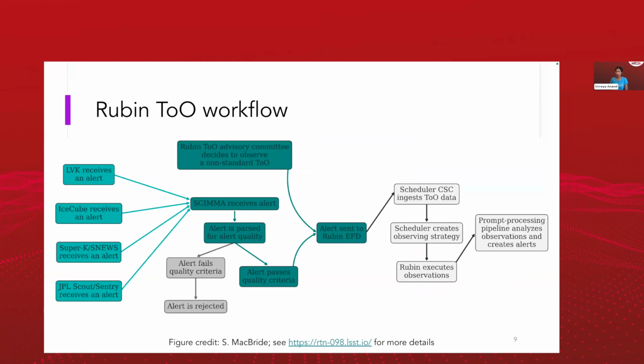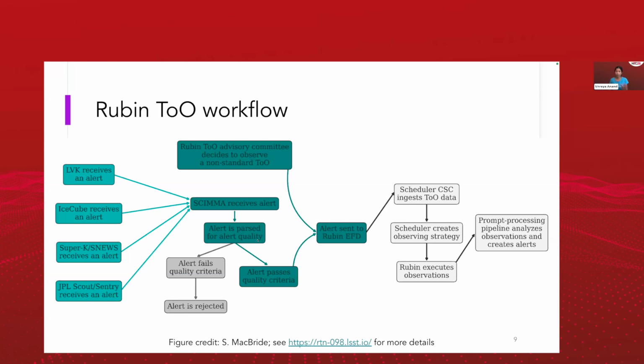Just a little bit more background, the way Rubin target of opportunities work is that we initially ingest alerts through SCiMMA, which is the scalable infrastructure for multi-messenger astronomy. And SCiMMA listens to and receives alerts from the LVK, IceCube, Super-K or SNEWS, and JPL Scout for asteroids. And once these external triggers have been ingested, each alert is parsed for alert quality criteria.